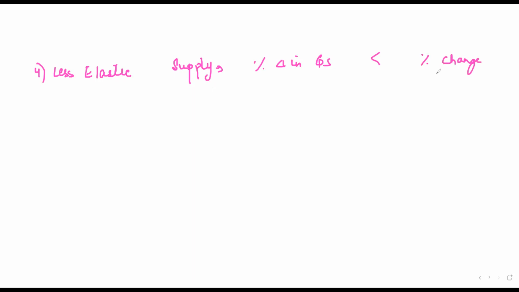Now we're going to consider another case wherein we have less elastic supply. Okay. The fourth case which we are going to understand is less elastic supply, right? Now, when is supply said to be less elastic? When the percentage change in quantity supplied is basically less than the percentage change in price, right? So in such a case, when percentage change in QS is less than percentage change in price, then we say it is less elastic. And in such a case, the ES is less than 1, right?